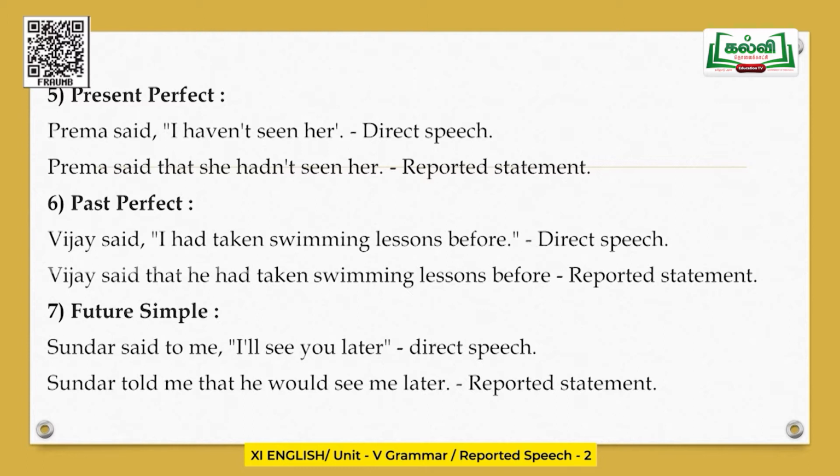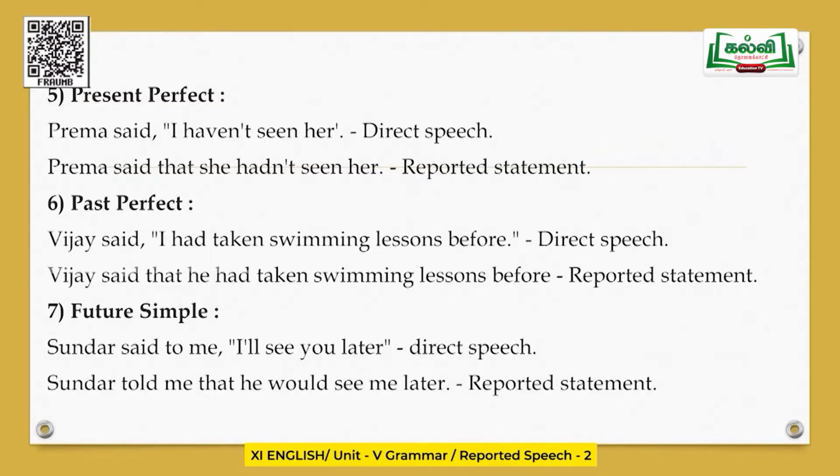So Prema said, conjunction "that". Again "I" refers to she, Prema, the speaker. Since it is feminine gender, you have to write "she". "Have not", present perfect, should be changed into past perfect. She had not seen her.